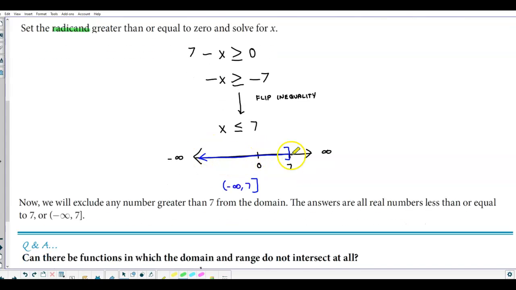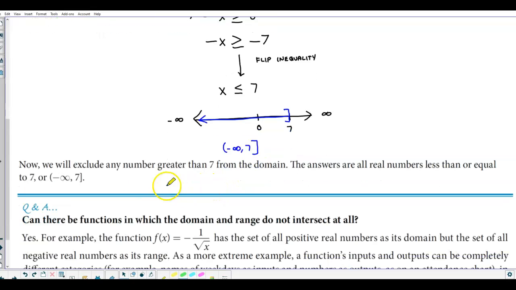So when we draw our number line, we can plot 7, and we're going to have a bracket at 7 going towards negative infinity. When we write out our interval notation, we start with the smallest number, which is negative infinity, and recall that parentheses have to be around the infinity. So we have parenthesis negative infinity going all the way to 7 with a bracket. So we will exclude any number greater than 7 from the domain. So the answers are all real numbers less than or equal to 7, or parenthesis negative infinity to 7 with a bracket.